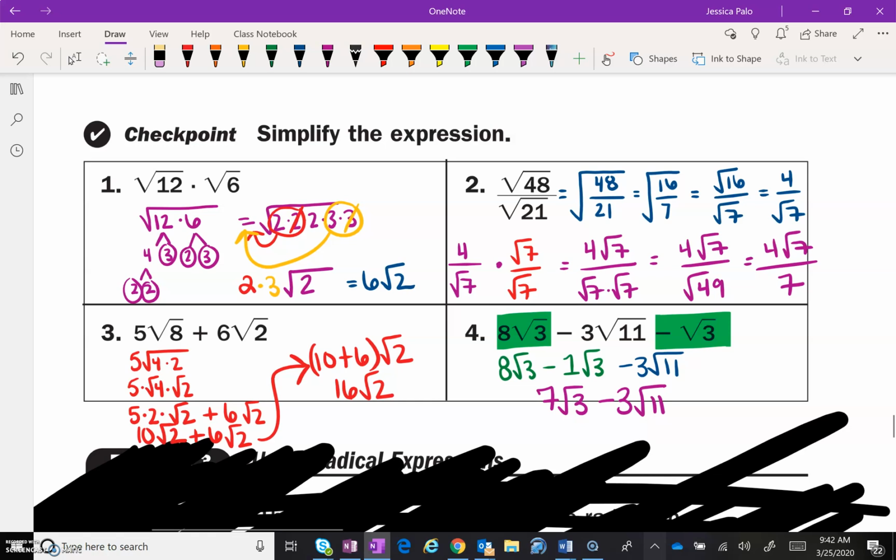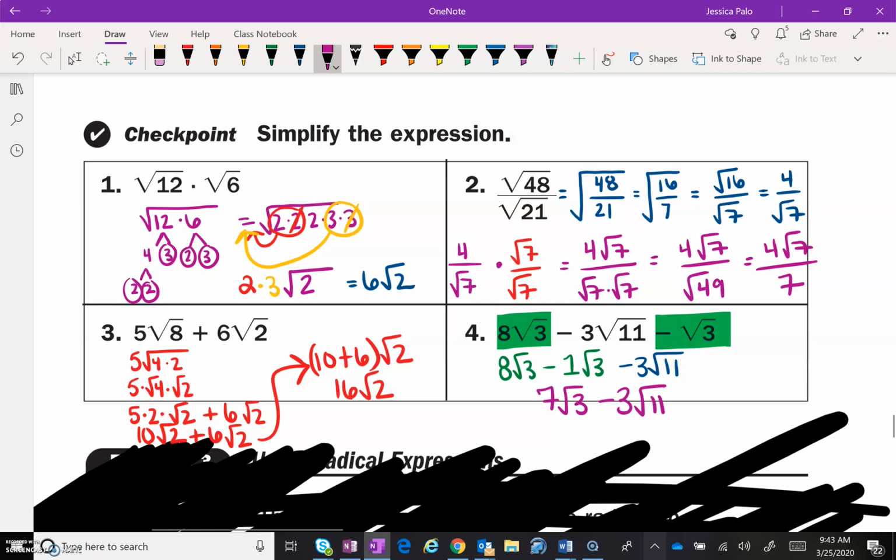Number 3 gave the appearance of not having any like terms, but it does. You just needed to simplify radical 8 first, and radical 8 can be simplified into greatest common factor, perfect squares, or perfect square greatest common factor. 5 times radical 4 times radical 2 is the same as saying 5 radical 8. The square root of 4 is 2, so 5 times 2 is 10, 10 radical 2. So 5 radical 8 can be simplified into 10 radical 2. 10 radical 2 plus 6 radical 2 equals 16 radical 2.